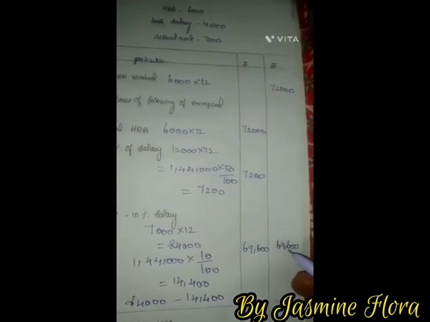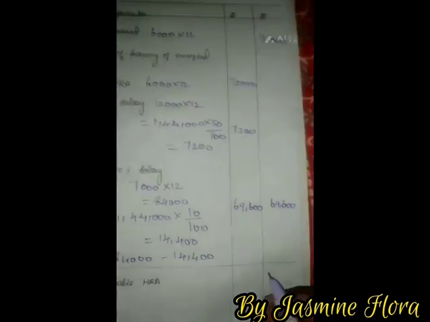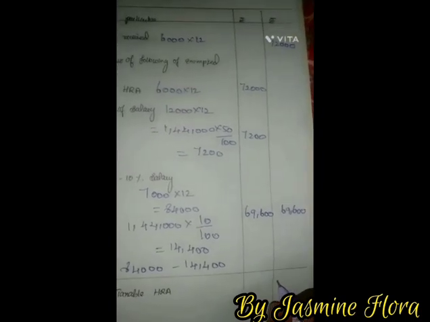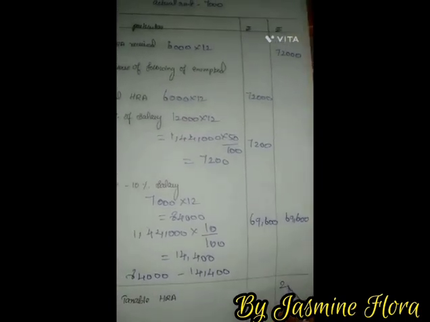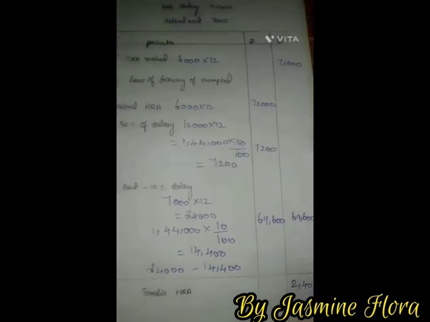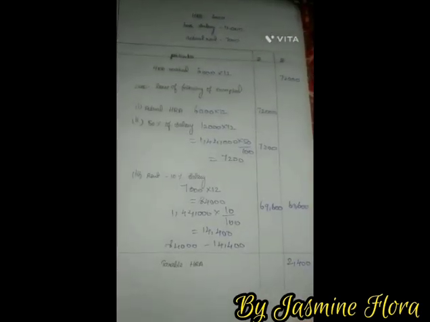72,000 minus 69,600. Taxable HRA 2,400. This is the answer. Solve the problem.